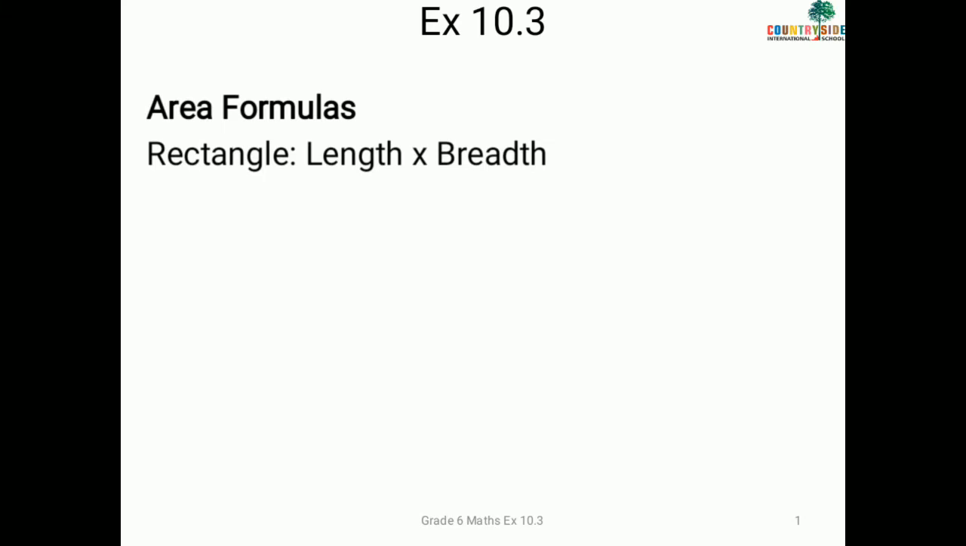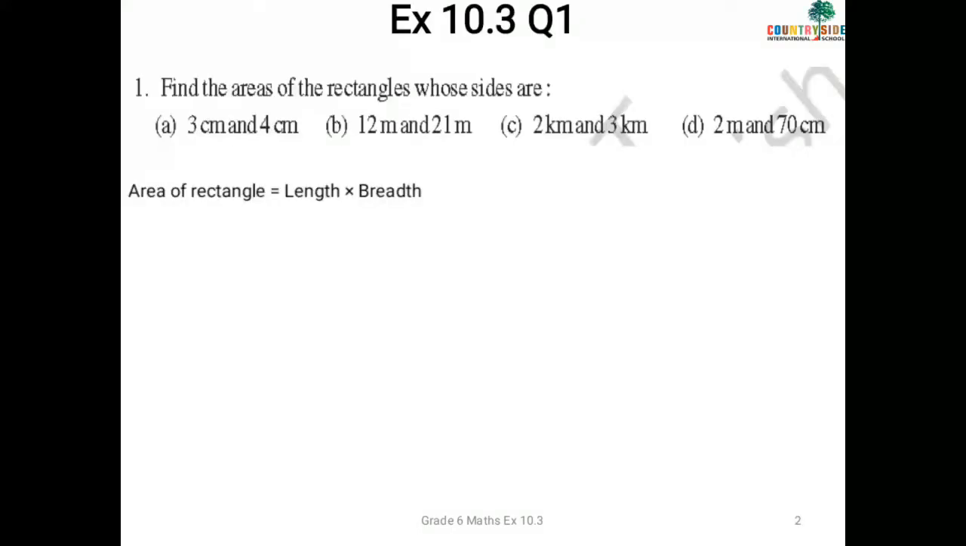So the first shape we have is the rectangle. What is the area of a rectangle? Length into breadth. Very easy. The next one is the square. So the area of a square is side into side. That's it. You just have to remember these two formulas, and from these two formulas we will solve our exercise 10.3. So let's start with exercise 10.3, question number 1.